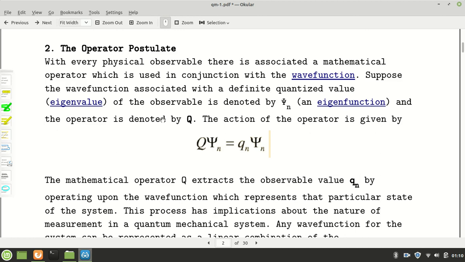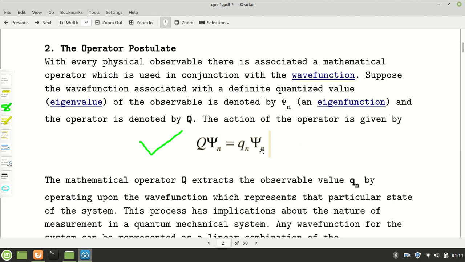Say a dynamical variable q has the operator form capital Q. Every dynamical operator should satisfy the eigenvalue equation, which is written over here. This is the eigenvalue equation, where Q is the operator form of the dynamical variable, psi n is the nth wave function, and qn is the eigenvalue corresponding to the wave function psi n.